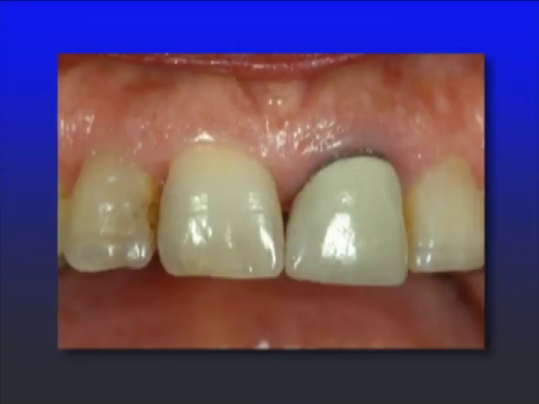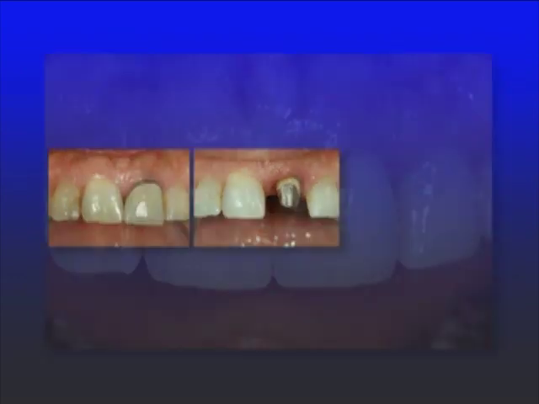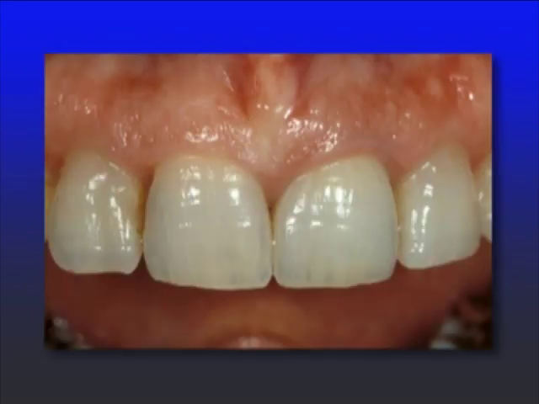So this is how that patient presented to the office. Here's what was underneath the old crown, and there was the restoration after we had redone it.